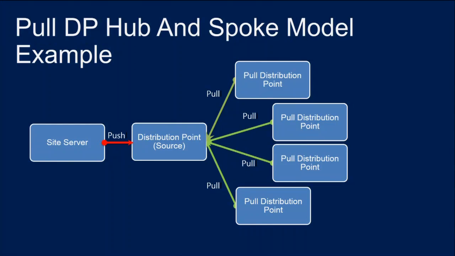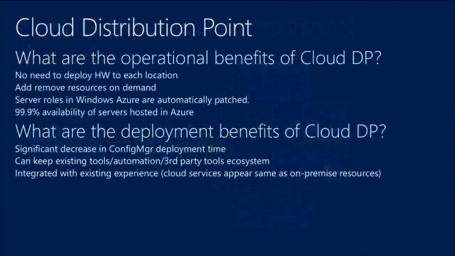So here's a visual representation. So you have your site server on the far left-hand side. You have to have at least one source DP, which is a regular DP. A regular DP where I put my content to initially. And then you set up your pull DPs to say I want to pull from some source DP.